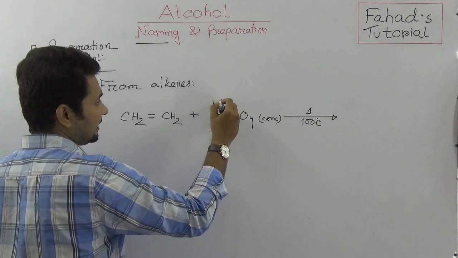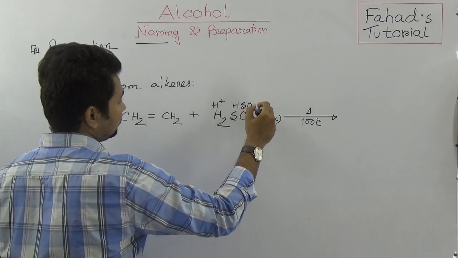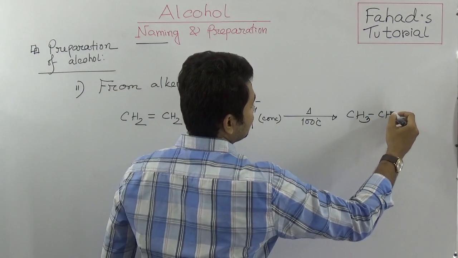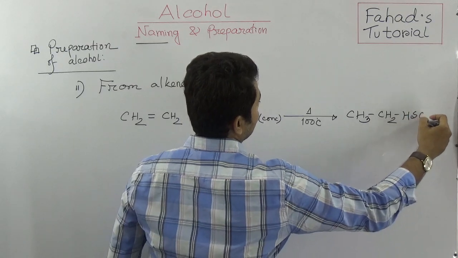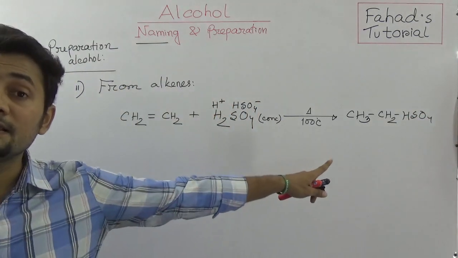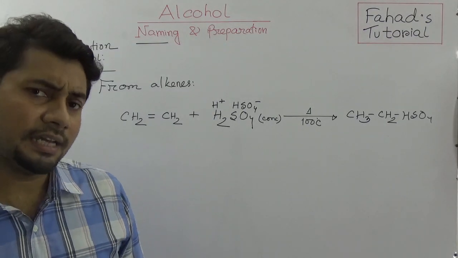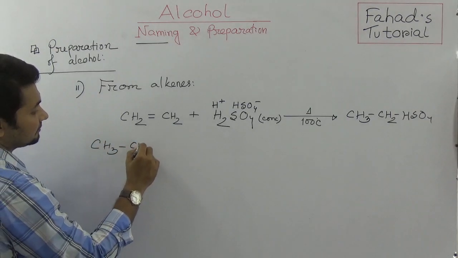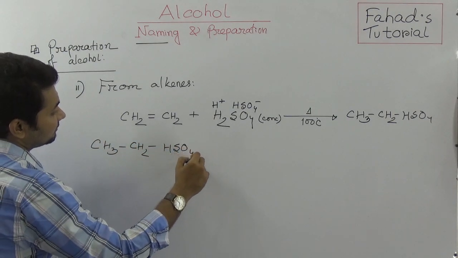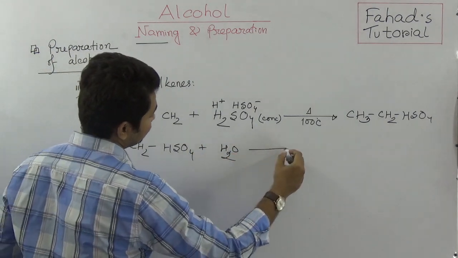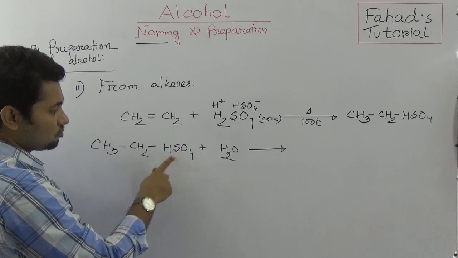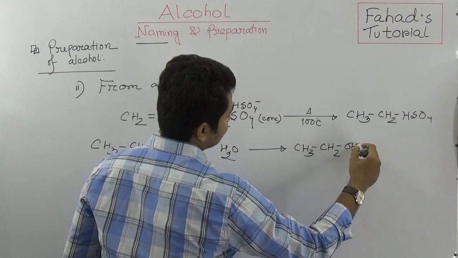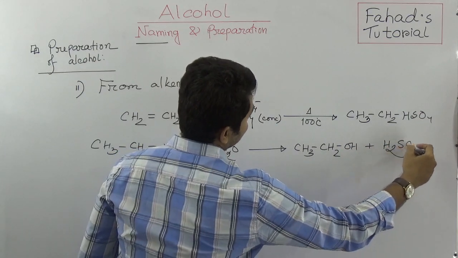H2SO4 is like H plus HSO4 minus. So simply there would be CH3CH2HSO4, that is ethyl bisulfate, or you can say ethyl hydrogen sulfate. And then after this ethyl hydrogen sulfate would be hydrolysis, taking part of hydrolysis, and then HOH, so it will produce CH3CH2OH plus H2SO4 like before.